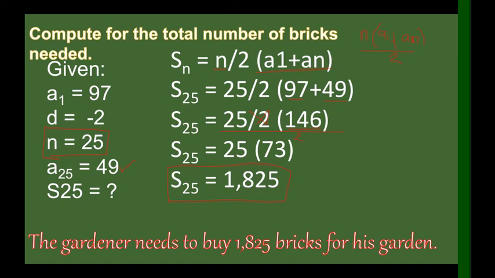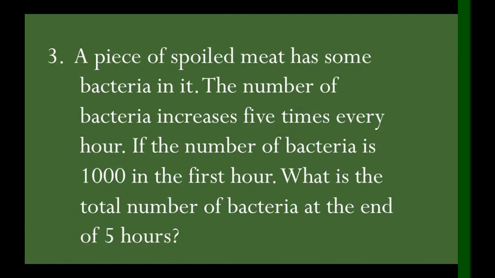Okay, the 1,825 bricks. All right. Now, number 3, a piece of spoiled meat has some bacteria in it. The number of bacteria increases 5 times. So from its word increases 5 times, so I already know that this problem is a geometric sequence.